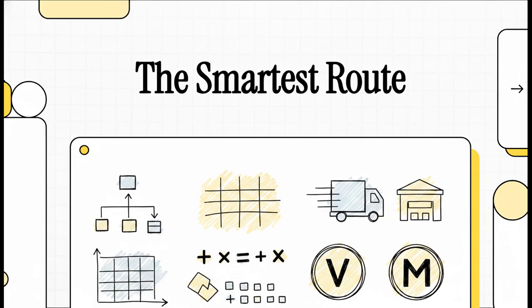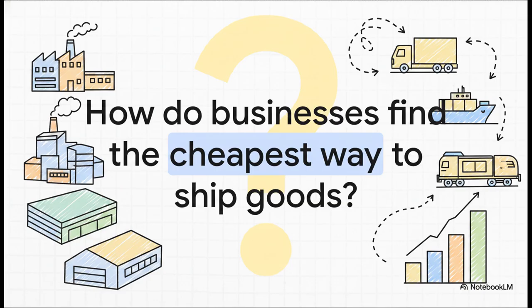Let's get into it. So it all boils down to this one question. How do businesses figure out the cheapest possible way to get stuff from their factories to their warehouses? Now, it sounds simple, right? But just imagine you've got dozens of factories, hundreds of warehouses, and costs that are changing all the time. Suddenly, finding that one best answer becomes this massive, massive challenge.